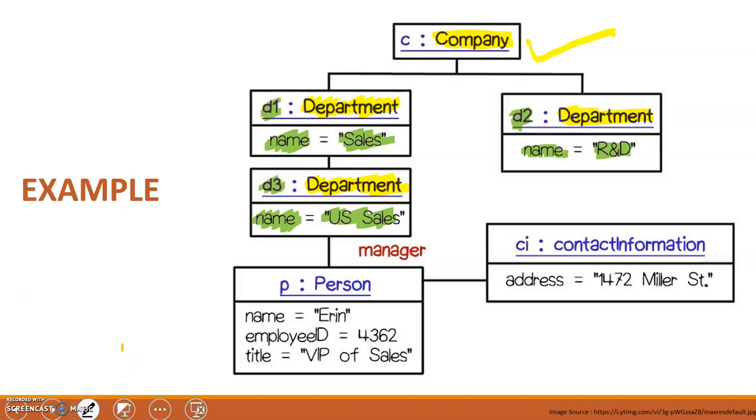contains people. So person is another class, so there may be more people, right? Person 1, person 2, person 3, and each person has some common attributes, like all have name, yes, all have their ID, yes, all have their title, yes. Okay, so P is the object of class person, right? P is the object of class person.